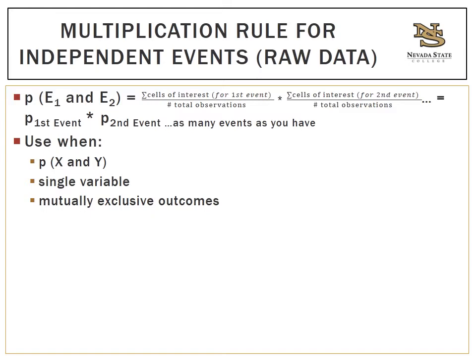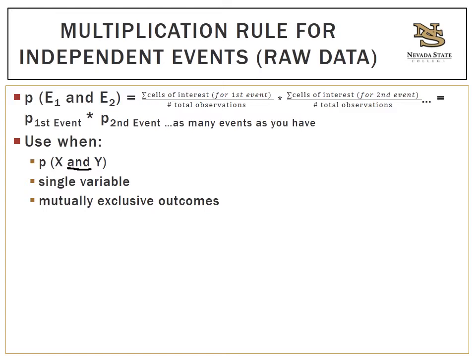So when you're looking at a single variable, like method of arrival, for instance, with outcomes that cannot overlap, and the word and is involved, you're probably looking at the multiplication rule for independent events. And typically, the independent events are events that happen in sequence. It's not something that's all going to happen at the same time. So again, you use it when you're looking for the probability of something and something else, two independent events.